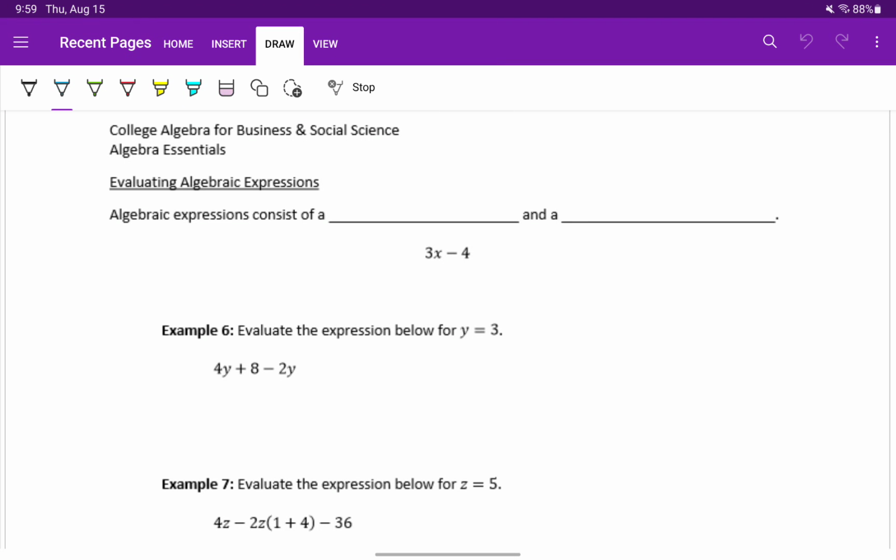The next topic that we want to review is how to evaluate an algebraic expression. An algebraic expression is any mathematical expression that consists of a variable term and a constant. In the example that we have below, 3x minus 4, 3x is our variable term, and 4, or minus 4, is our constant term.